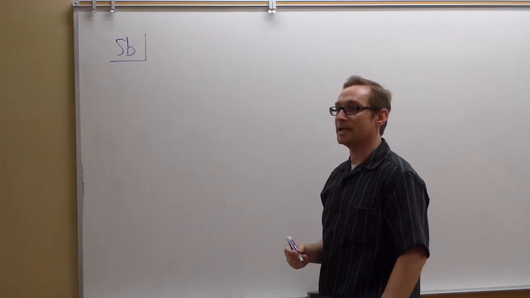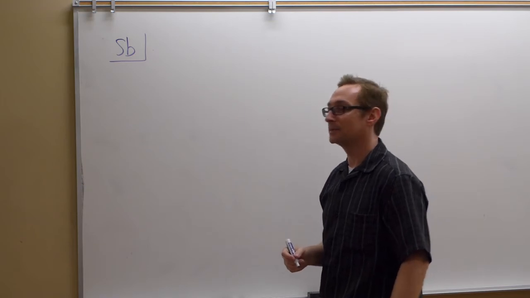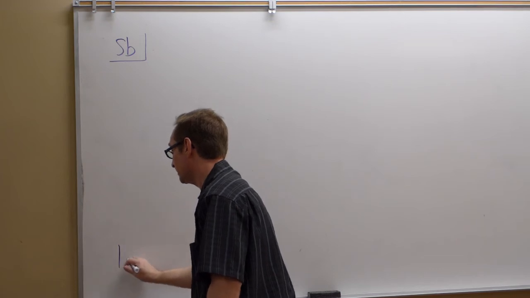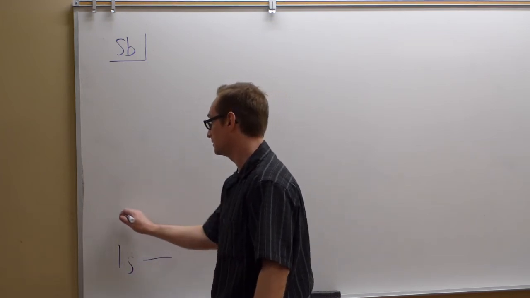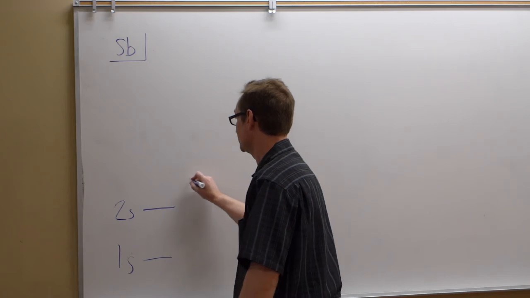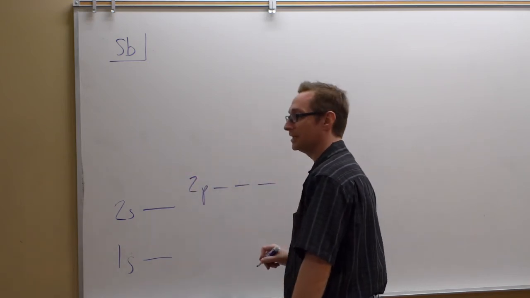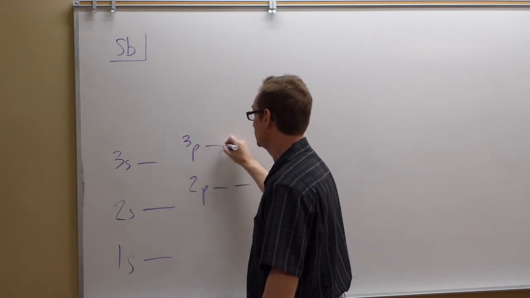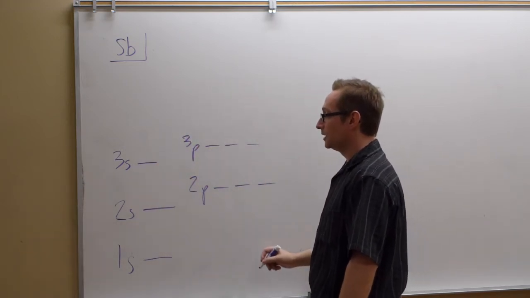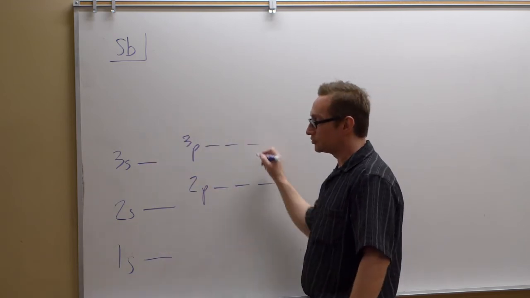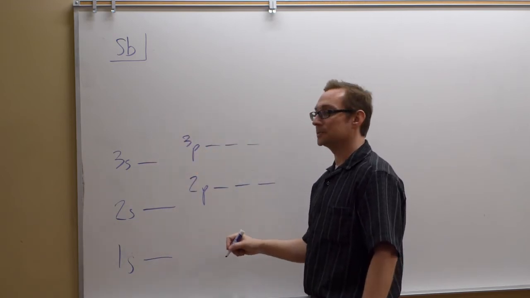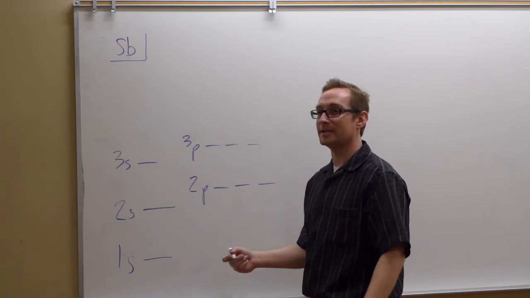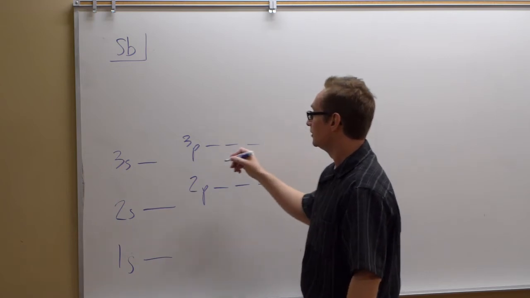Alright, so Sb, antimony. Who knew Sb stood for antimony, right? Let's do the orbital diagram for antimony. Do 1s, 2s, 2p, 3s, 3p. So you should be able to come up with this on your own. You should be able to draw this out. Is it hard? No, it's not. You've got the periodic table, right? You just have to read the periodic table. What comes next?